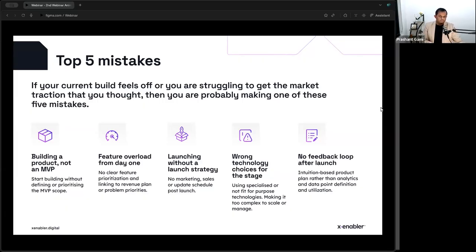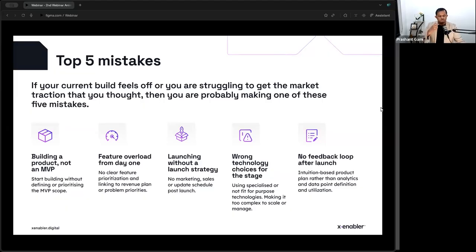And the final mistake that I want to talk about is no feedback loop after the launch. You launch the product, you got the user, you have no idea what they are doing. You have no idea if your product is crashing. You have no idea what features are being used, how much they are being used, or what is actually popular. What do people struggle with? And all that data tells you what to build next.